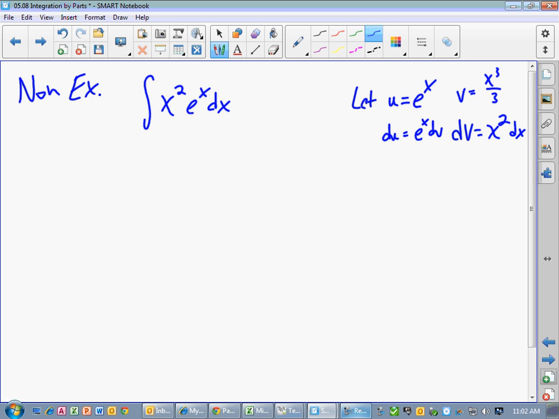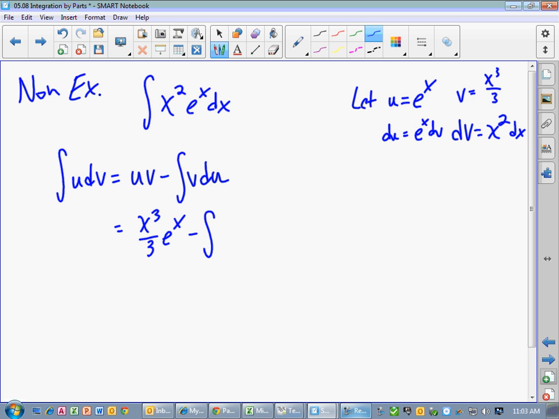Okay. So let's see. Integral of u dv equals uv minus the integral of v du. All right. So the way that we've chosen our u and dv here, if I do uv, we get x cubed over 3 e to the x minus the integral of v, which is x cubed over 3, e to the x dx.